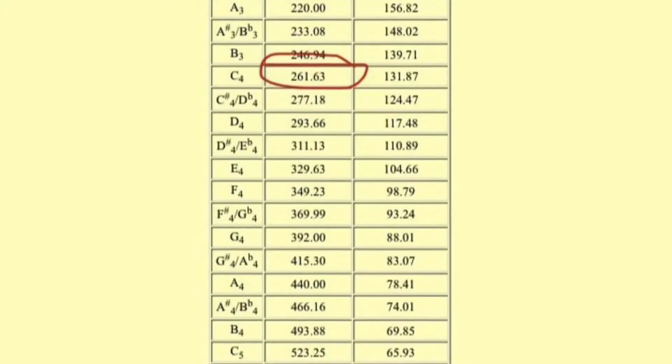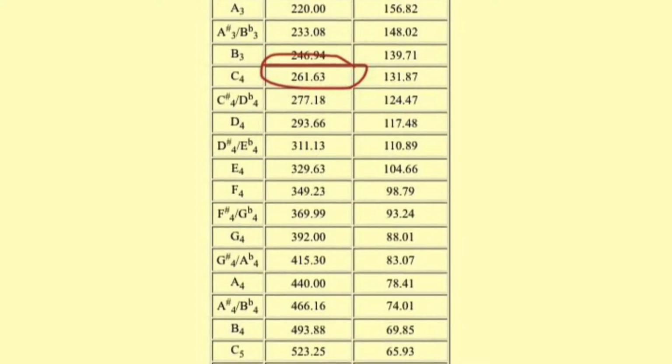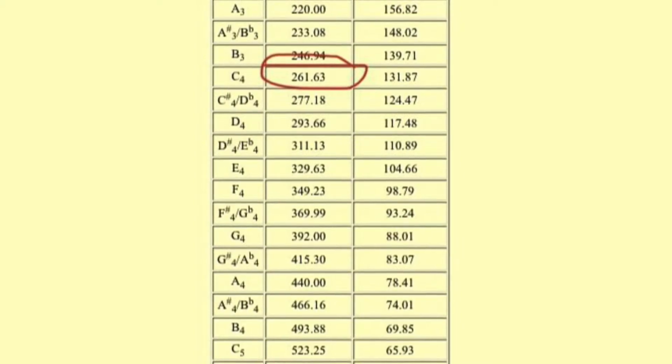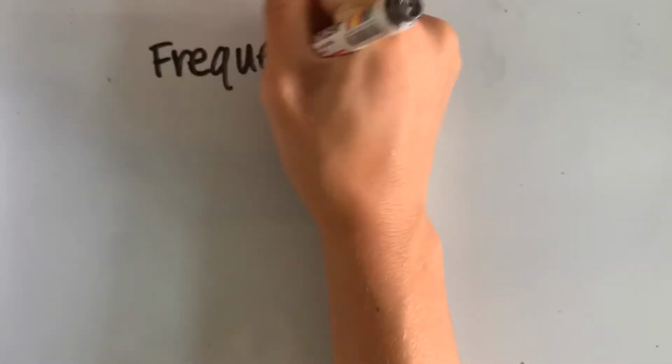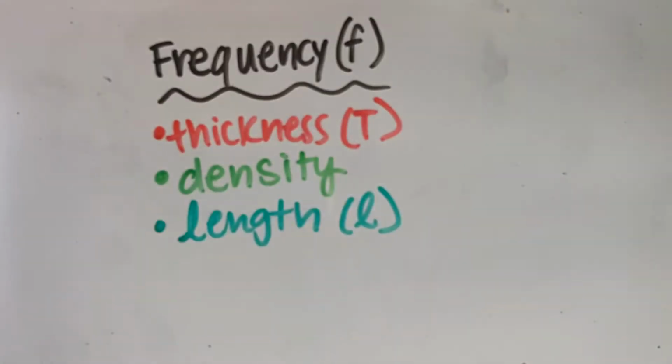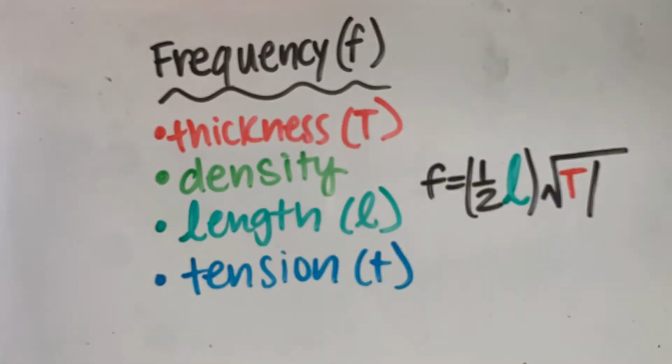Using a chart like this one, we can find the frequency of any note and plug it into the equation. If we let f equal the frequency of middle C, the graph of the sine wave will look like this. The frequency of a note is determined by these four factors. This relationship is represented by this equation.